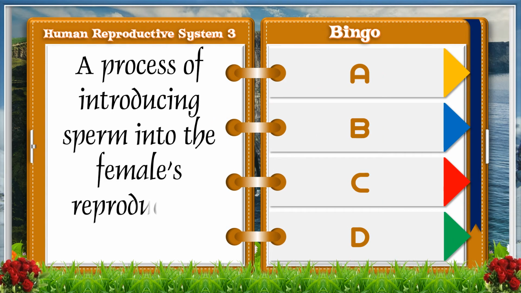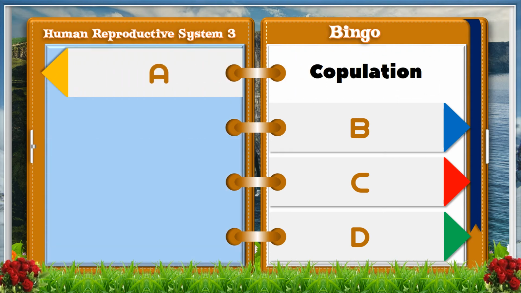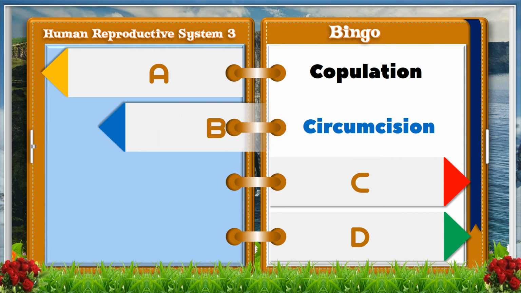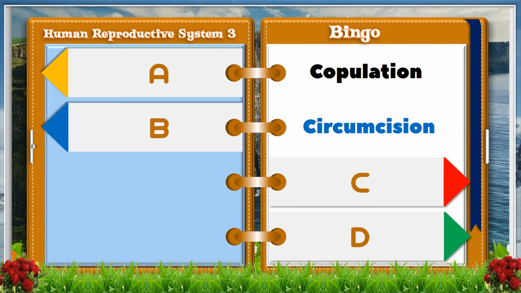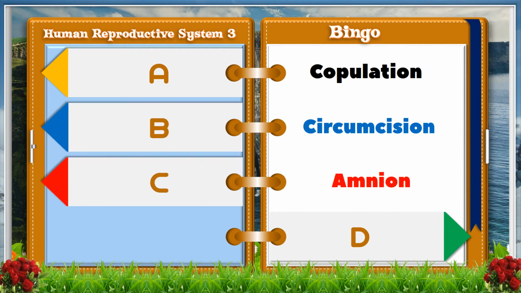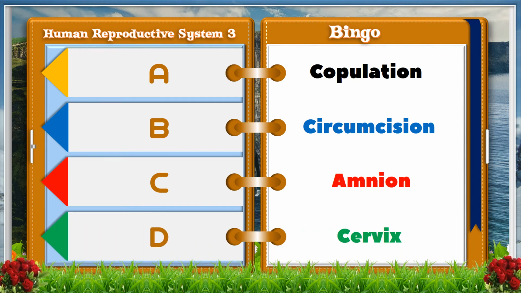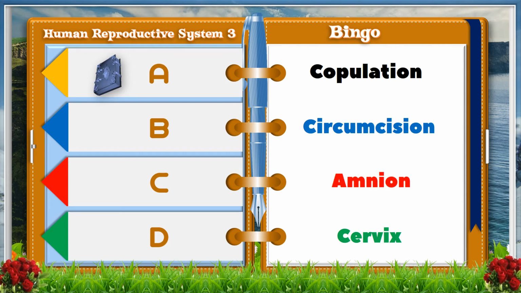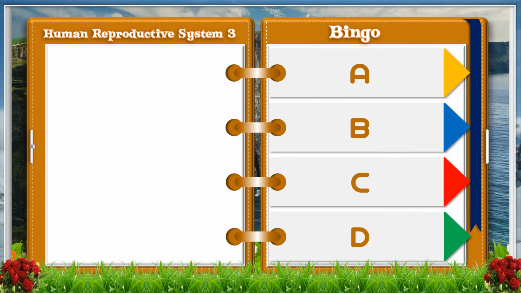A process of introducing sperm into the female's reproductive system. A. Copulation. B. Circumcision. C. Amnion. D. Cervix. And the answer is A. Copulation.